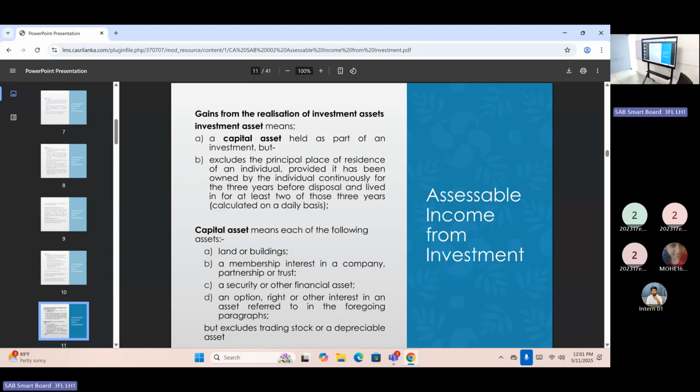Principal place of residence is not coming under investment asset. Two conditions: first, you should have ownership for a period of 3 years before disposal. Out of those 3 years, at least 2 years you should be living there.